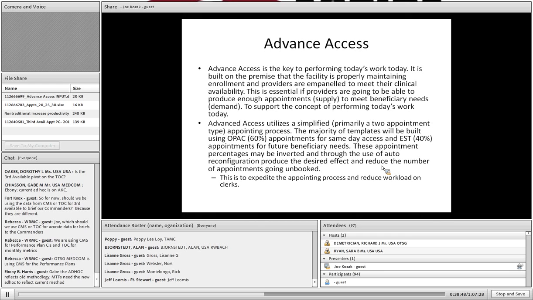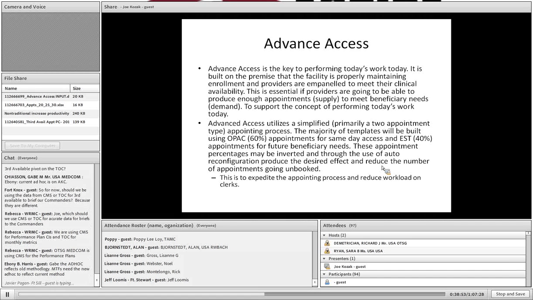First off, if you see that you need more acutes up front, then you can shift the acutes. A lot of clinics are finding that instead of needing more acutes up front, they need more established up front. So what we're telling them is, okay, you may want to invert those numbers and start with a 60-40 using auto reconfig, so that as appointments move closer, they can be converted to OPAC.